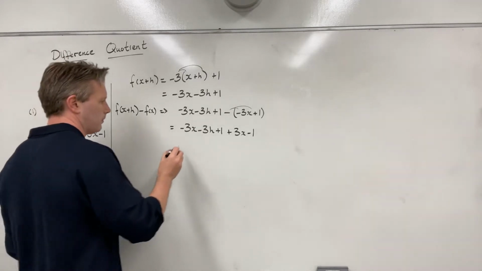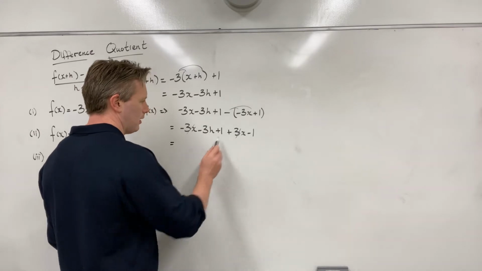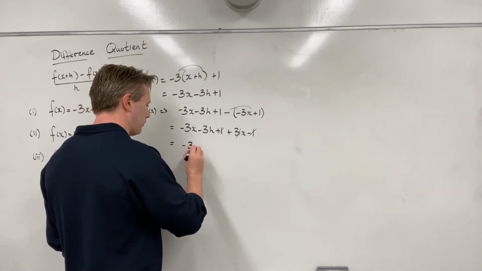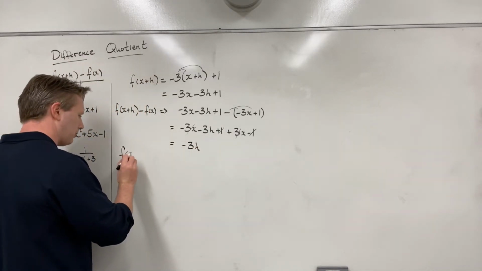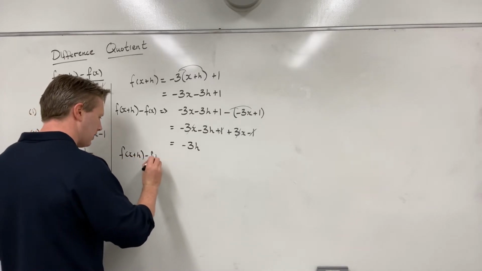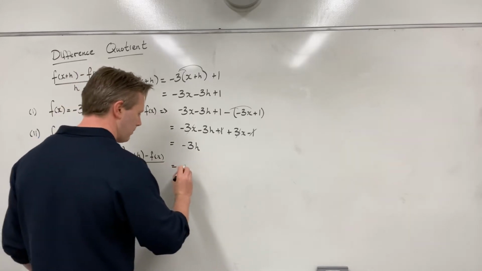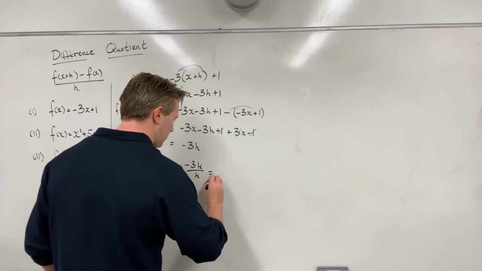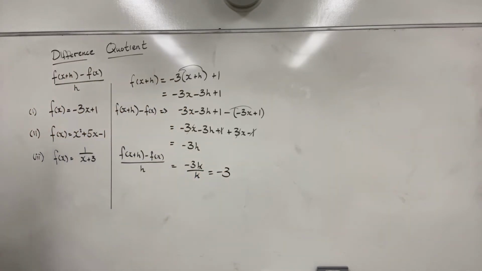Tidying up, combining my terms, I get negative 3x plus 3x, and plus 1 and negative 1 will cancel, and I will be left with negative 3h. And now, final step, I take f of x plus h minus f of x, and I divide the whole thing by h. So that will give me minus 3h over h. My h's will cancel, and my final answer is negative 3. Negative 3 is my final answer for part 1.